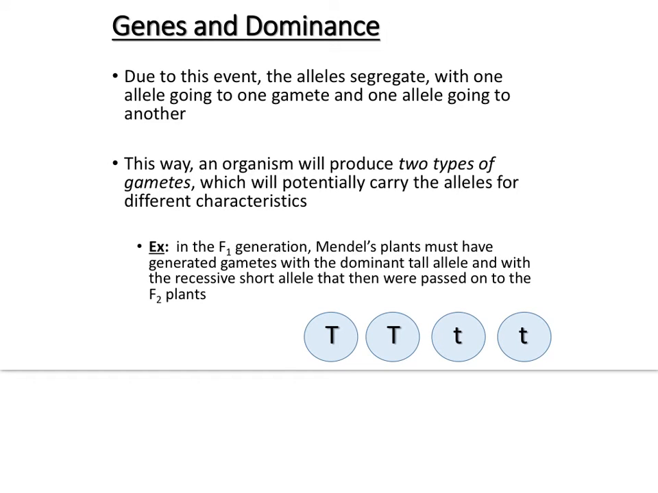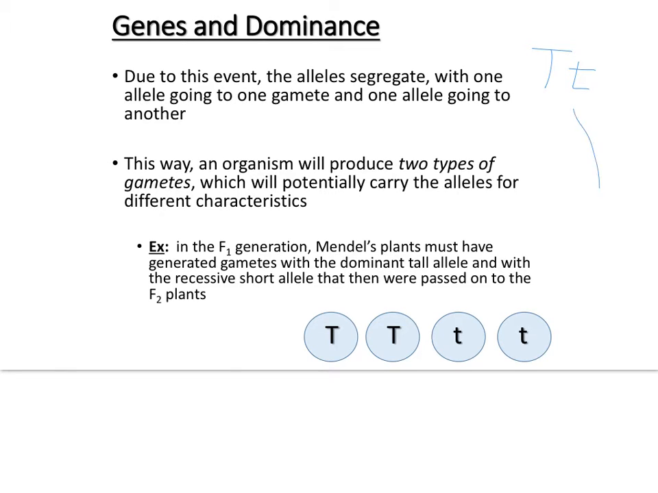So due to this idea of alleles separating, what we can imagine is that when the body forms sex cells, gametes, right, sperm and eggs, each one of those will actually just contain one of the possible alleles that you could get from your parent. So like, let's say that the parent plant has big T, little t as its two alleles. That means that the gametes this plant makes will either have the big T or the little t, and that's what will be passed on to its offspring.